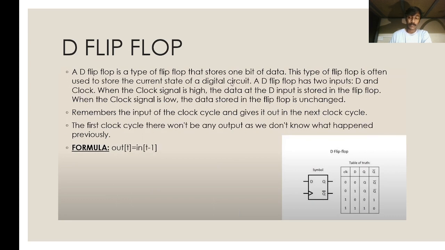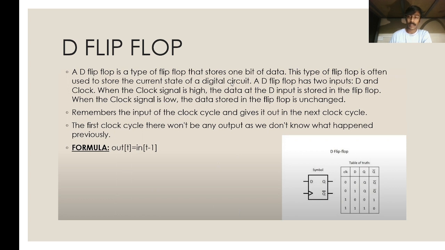D flip-flop. Basically, the D flip-flop has one input and two outputs, and it has a clock. The four combinations of clock and D are represented as 0 0, 0 1, 1 0, 1 1. And the outputs are given as Q, Q dash. D flip-flop is a type of flip-flop that stores one bit of data. This type of flip-flop is often used to store the current state of a digital circuit. A D flip-flop has two inputs, D and clock.